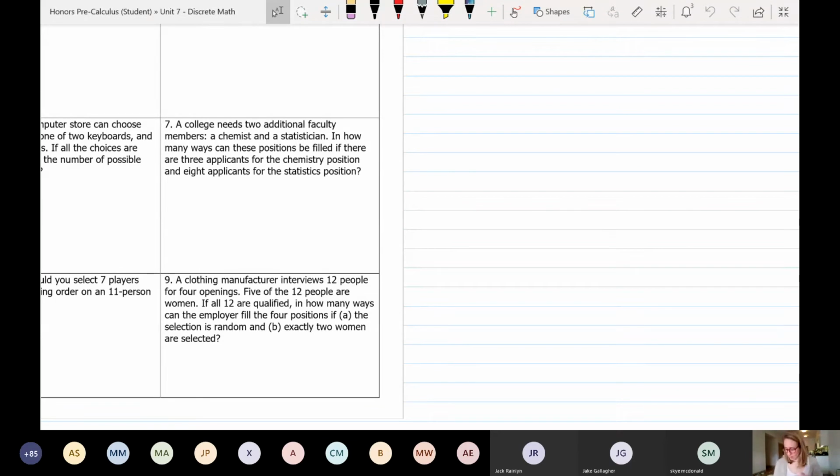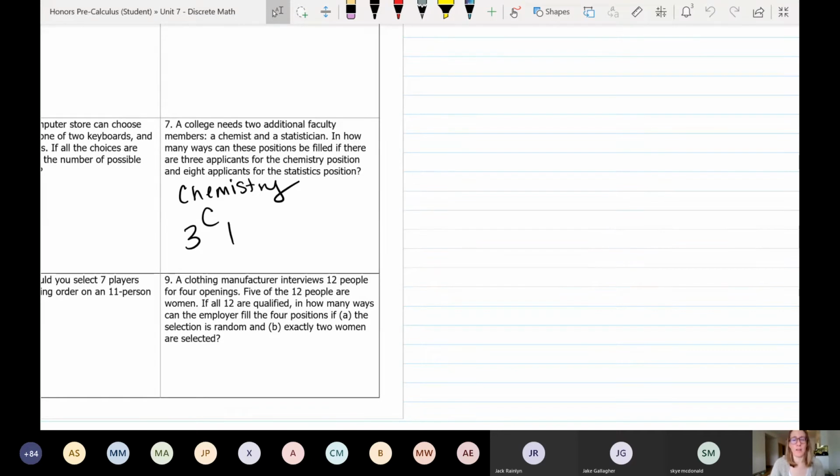So first off, chemistry. First we'll just talk about our chemistry teachers. It says we have 3 applicants and we only need 1, right? We're only picking 1 chemistry teacher. So it would be 3 and we're choosing 1. Order is not important, right? It doesn't matter the order that we pick people in. And even if you did this as a permutation problem, you actually would get the exact same answer, because 3 choose 1 is the same as 3P1.